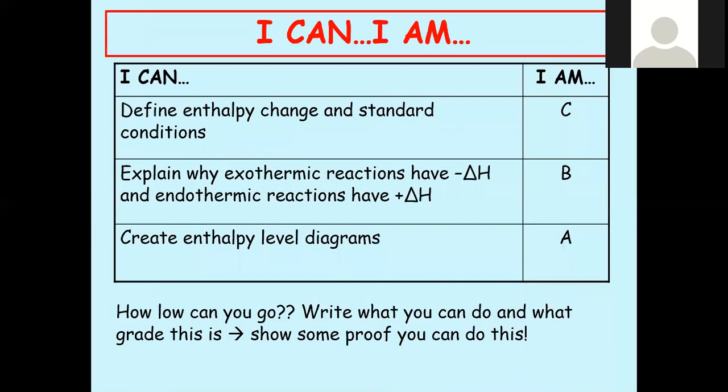So at this point, you should be able to define enthalpy change and standard conditions. Remember, those standard conditions are the pressure and the temperature. Explain why exothermic reactions have a negative delta H enthalpy change, and endothermic reactions have a positive delta H enthalpy change. And then for A grades, create enthalpy level diagrams.